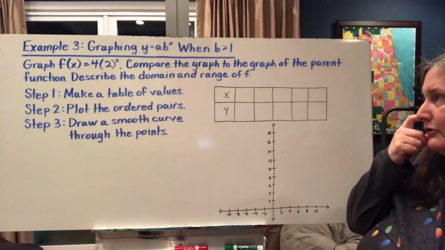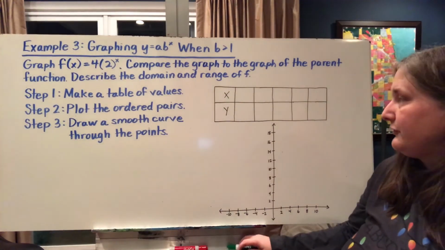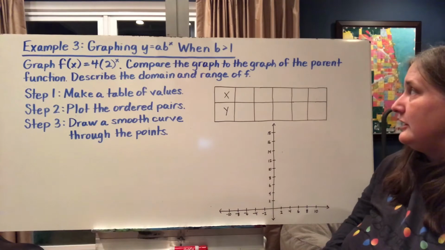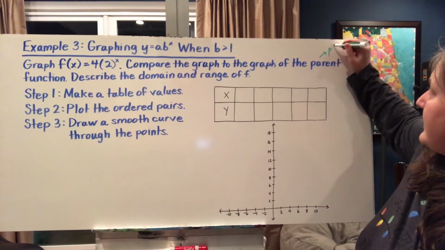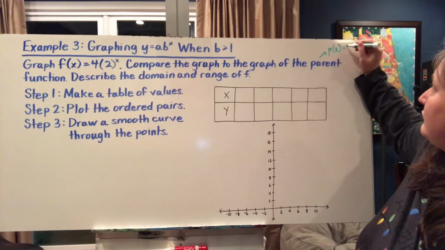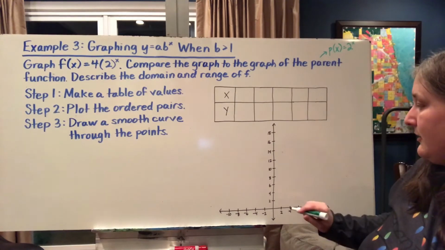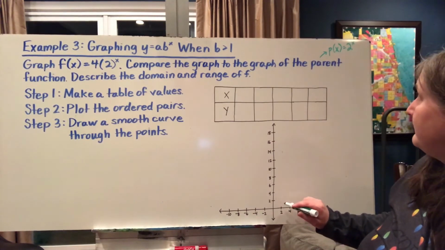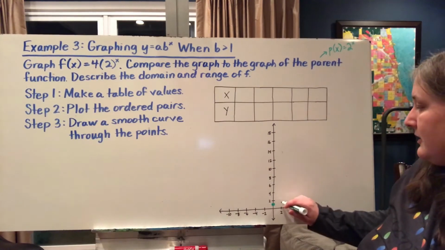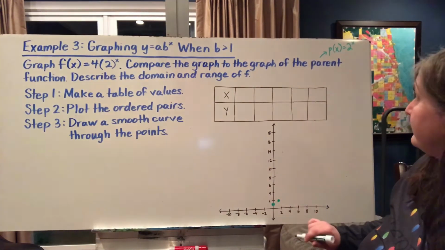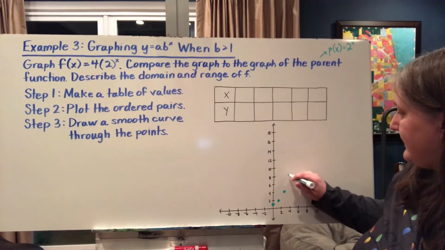So here we're being asked to graph f of x equals 4 times 2 to the x power. So the first thing I want to do is graph my parent function here in this case. So the parent function, which I'll call p of x, is going to be 2 to the x power. So if I start with 2 to the 0 power, 2 to the 0 power is going to be 1. 2 to the first power is going to be 2. 2 to the second power will be 4. 2 to the third power will be 8.